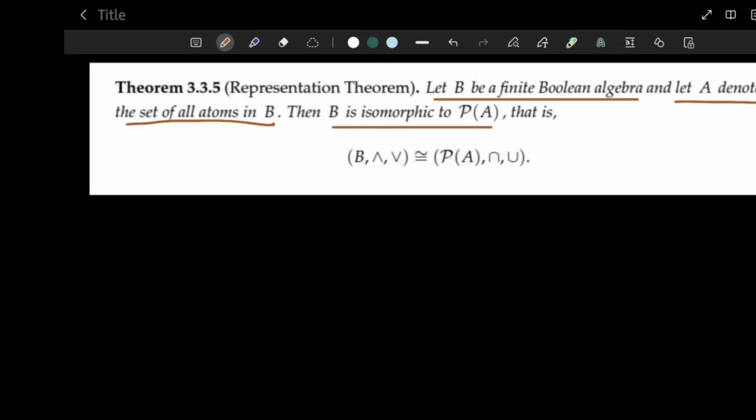So first let's see what is a Boolean algebra, what are atoms, what is isomorphism, and what is the power set of A. Before going deep into this representation theorem, we must know about these terms. So let's see one by one.